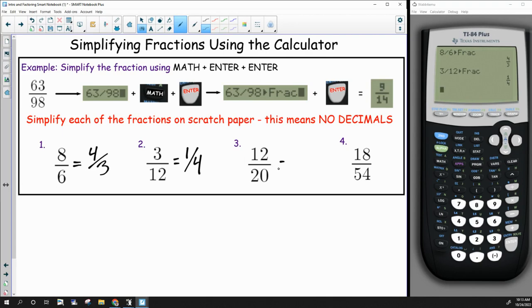Number 3 is 3 over 5. Agree? 18/54 is 1 over 3. Everyone agree? Agreed. That is easy. That is one skill you need to have the next couple weeks. Super important. If you can't simplify a fraction, you're going to get some problems wrong. So just remember, math, enter, enter. Okay, next.